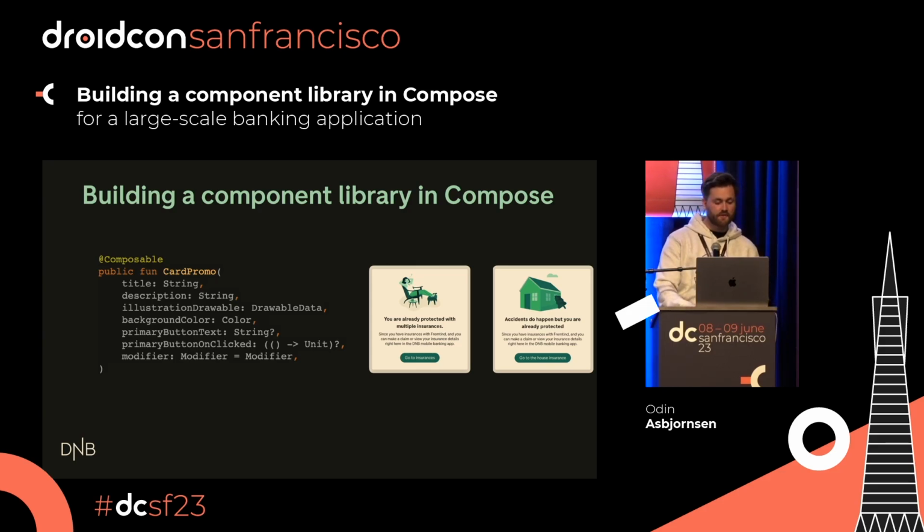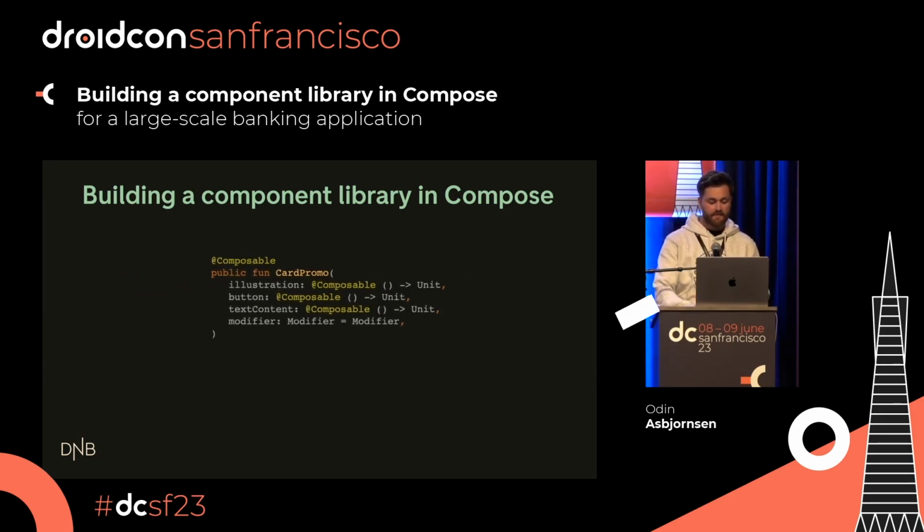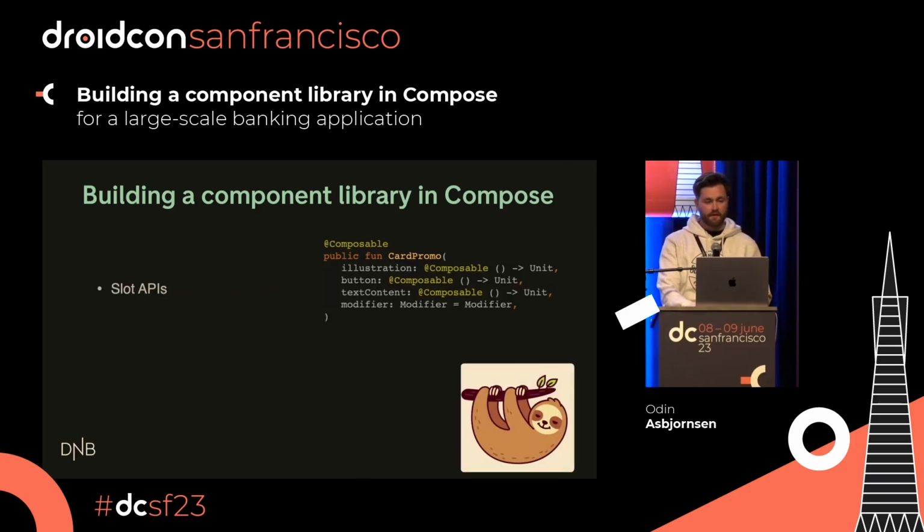But in Compose, there is also something called slot APIs. This meant that we could actually make the same with just using composable slot injection instead. So here you can see we use the illustration as a composable, and the button could be a composable, or text content could be a composable. And it could also be abstracted away even easier with just one composable inject. And we found that slot APIs have a lot of different benefits that worked great for us at least.